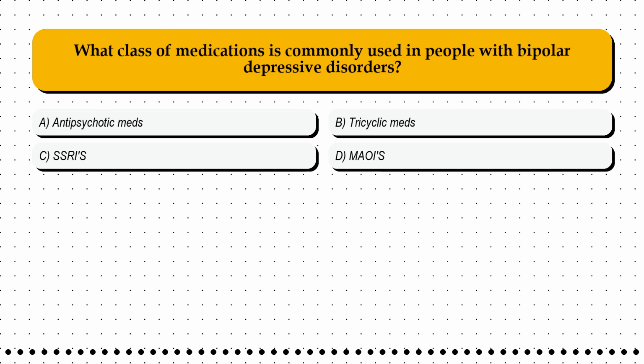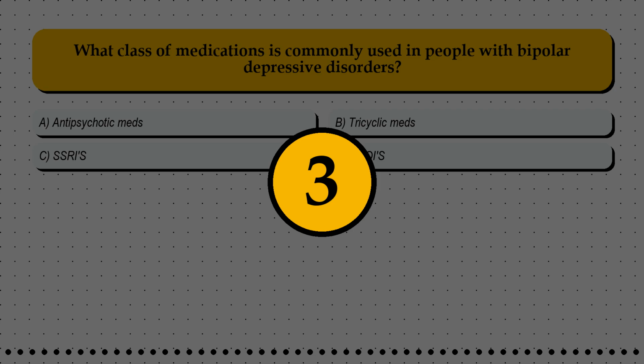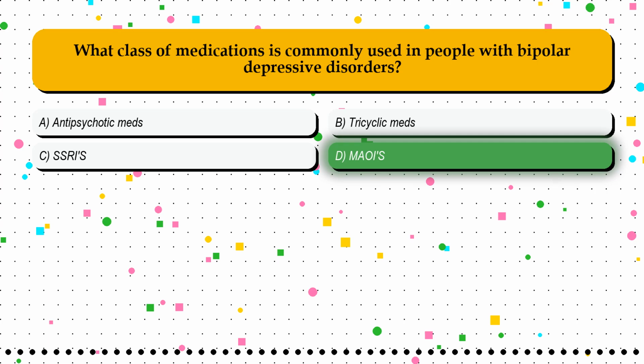Question 365. What class of medications is commonly used in people with bipolar depressive disorders? Option A, antipsychotic meds. Option B, tricyclic meds. Option C, SSRIs. Option D, MAOIs. The correct answer is option D, MAOIs.